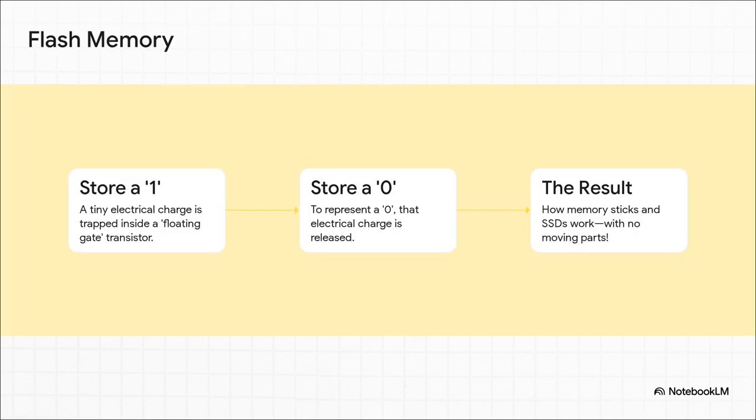They were the workhorses. But today's filing cabinets are a whole different game. They're built with flash memory, the exact same technology that's in your phone, your USB sticks, and modern solid-state drives, or SSDs. Instead of spinning disks, flash memory uses millions of tiny electronic cells to store information. To store a 1, it traps a tiny electrical charge. To store a 0, it lets that charge go.